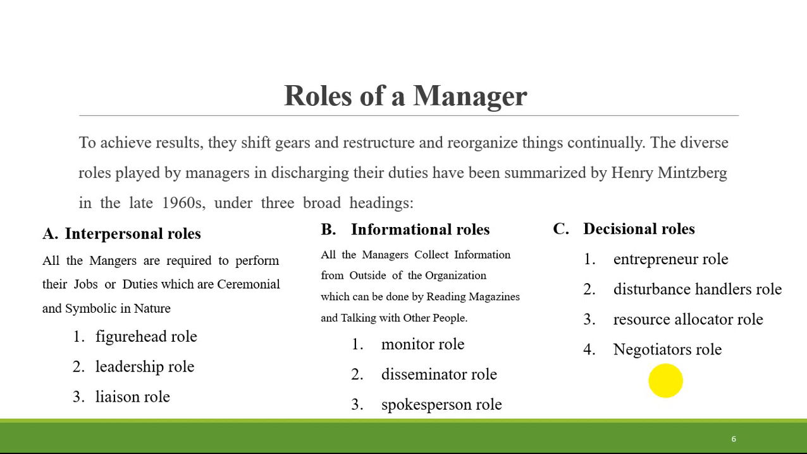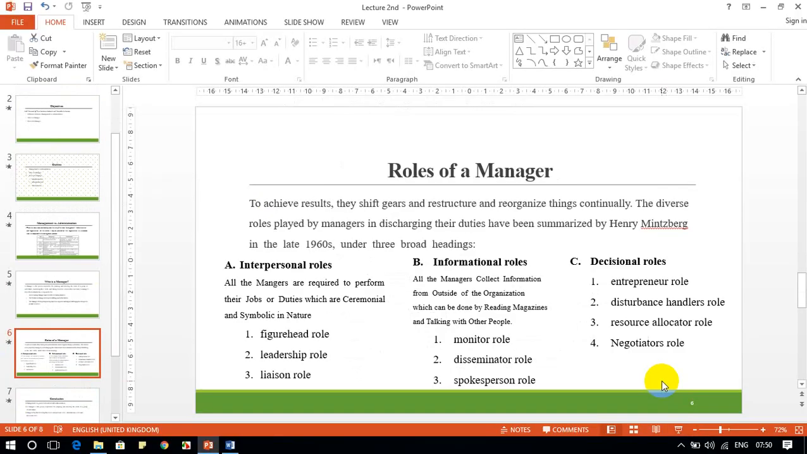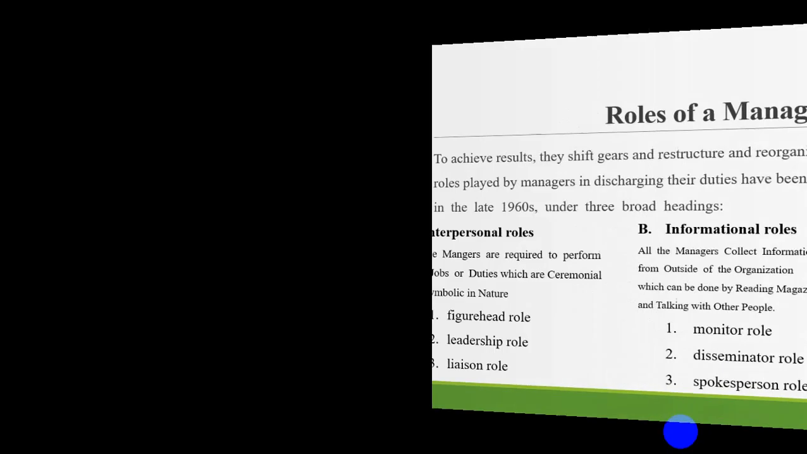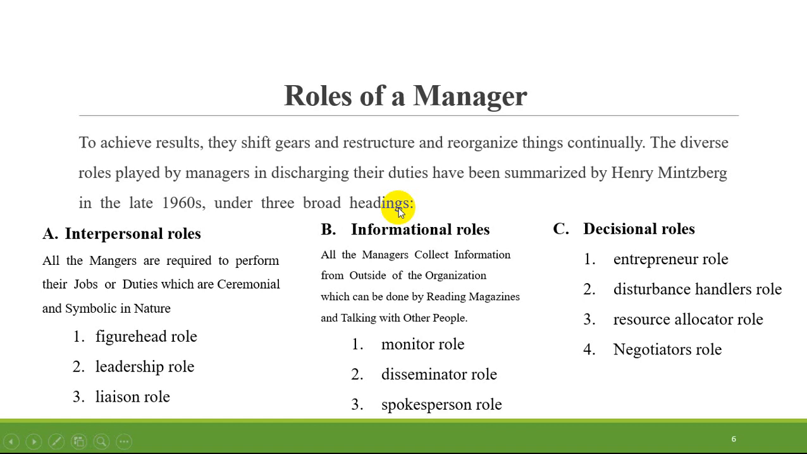The figurehead role is the welcoming of your staff, your organizational members, in your company. You have to make them welcome, tell them welcome to the organization. Each and every member of the organization needs to provide orientation, celebrate wedding parties, participate in the wedding party of their staff, and participate in the celebration of birthdays and other parties which we have. They have to be part of them.